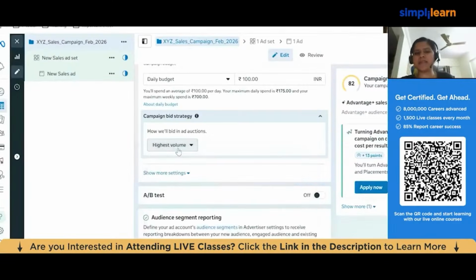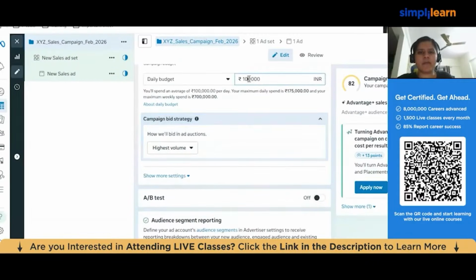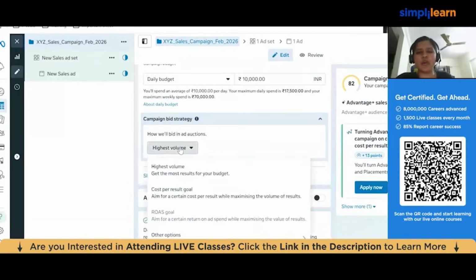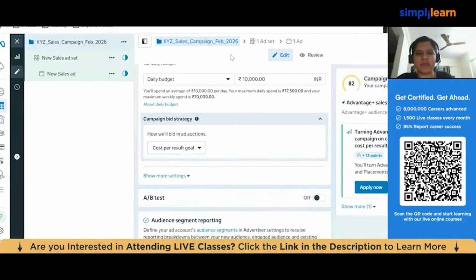So now how does this work? Here I've chosen highest volume, so I don't have to do anything. I would give my daily budget over here as 10,000, right? Sorry, I've made it 1 lakh. But as I said, in the second scenario, my client wants me to put a cap of 500 per lead. So I'll choose cost per result goal over here.